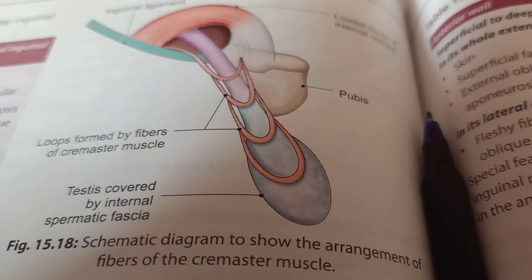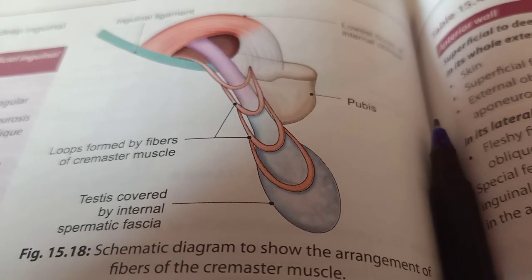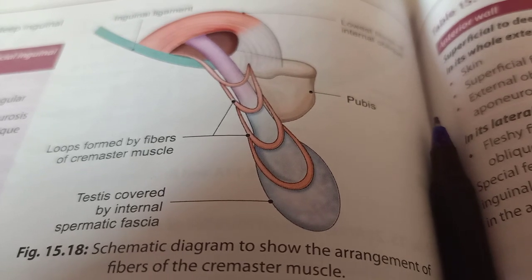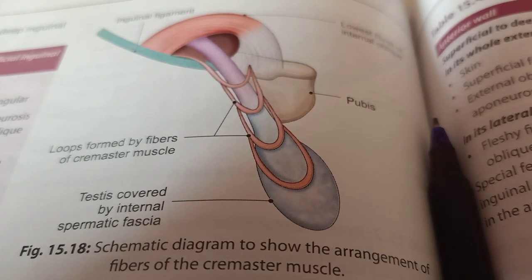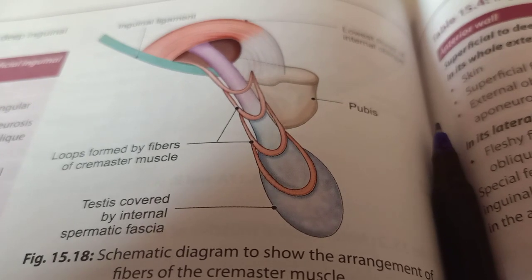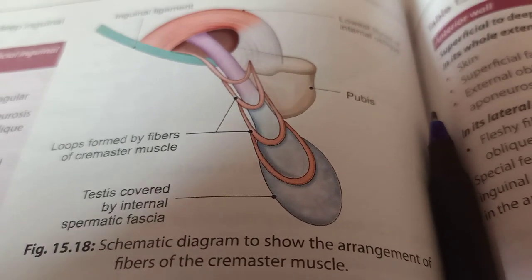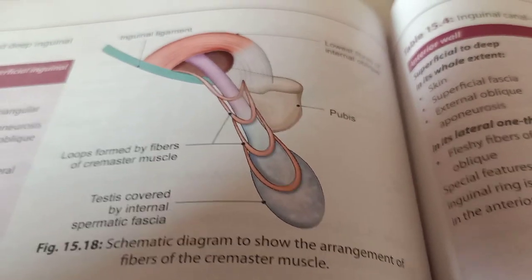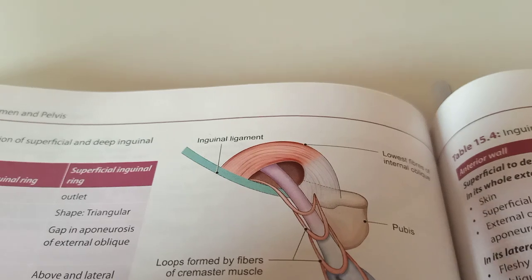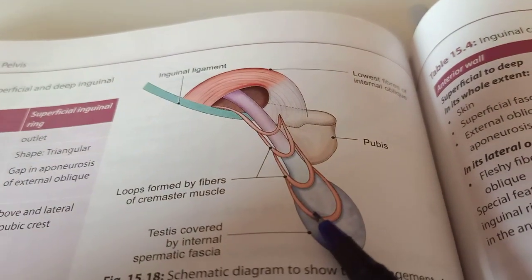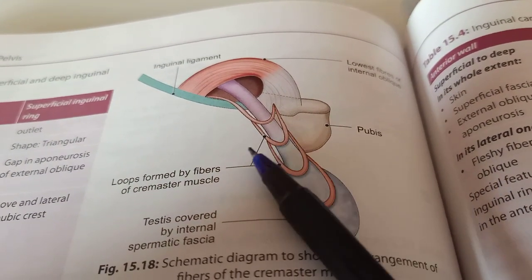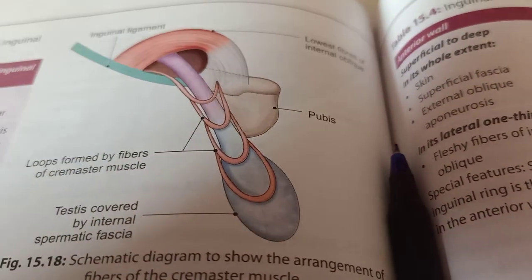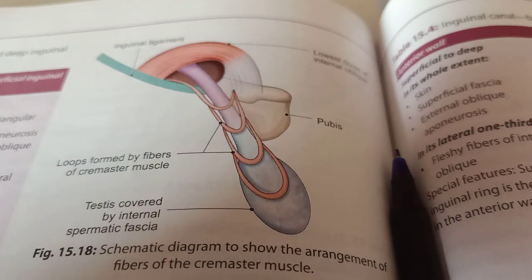Now, what is the action of this muscle? The action is that it helps to suspend the testes and can elevate them. It closes the superficial inguinal ring when the intra-abdominal pressure is raised. So, two functions of the cremaster muscle: it suspends the testes and it can elevate them. The testis is suspended in the cremaster muscle, and it closes the superficial inguinal ring whenever the abdominal pressure is raised, so that the contents would not come out.